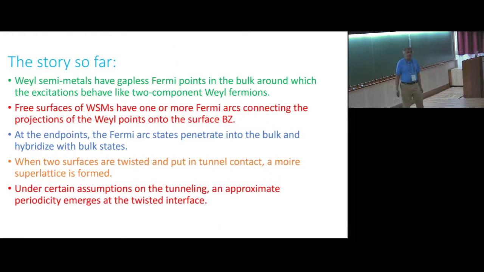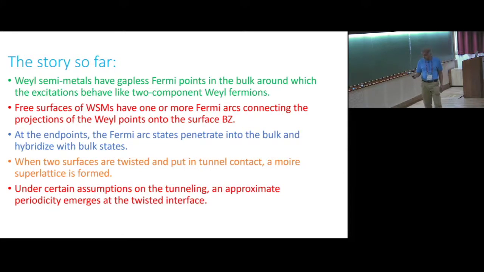All right. So what do we have so far? These are the two things that we're going to put together. All right, so this is the review of the Weyl semimetals. They have gapless points in their three-dimensional Brillouin zone, and then the free surfaces have these Fermi arcs, which connect the projections of the Weyl points onto the surface Brillouin zone. Great. And this is the Bistritzer-MacDonald story. Under certain well-defined assumptions, there's an effective periodicity, the Moiré periodicity.